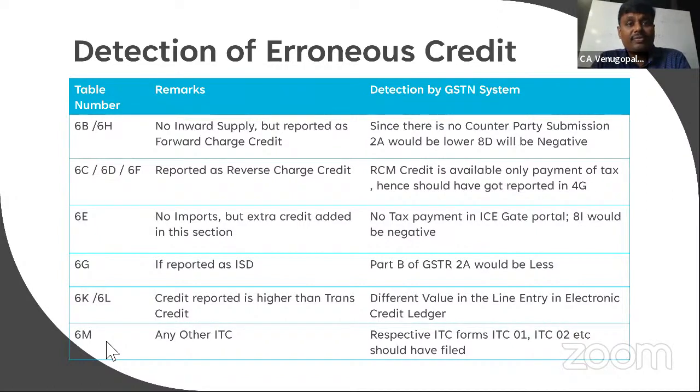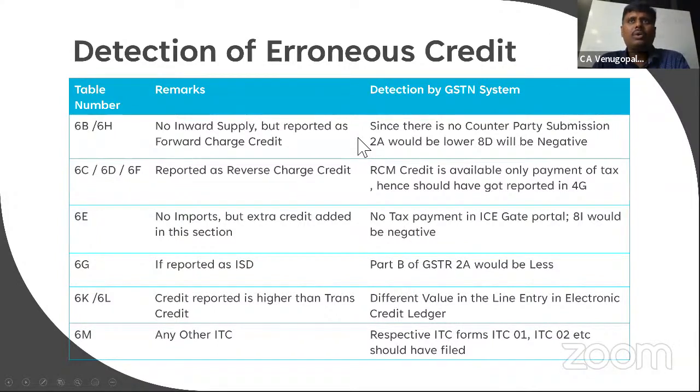Now, if you are correctly reporting it, then the genuineness of it can be checked. So there could be two errors. If you are reporting a wrong number, that can be easily detected. If you are reporting a correct number, then what we are focusing on is whether the reported item is genuine or not. That is what would be checked.